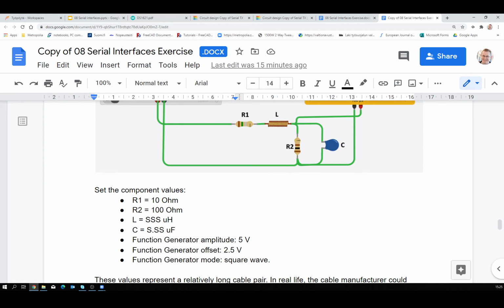Then we have inductance, SSS microhenry. So your own secret code in microhenries. And this is again inductance, which is roughly good for, say, twisted pair line of tens of meters. Then we have capacitance, the line capacitance, S.SS microfarads. Again, this is quite close to tens of meters of cable. So practically this model here is tens of meters of cable, modeling that.